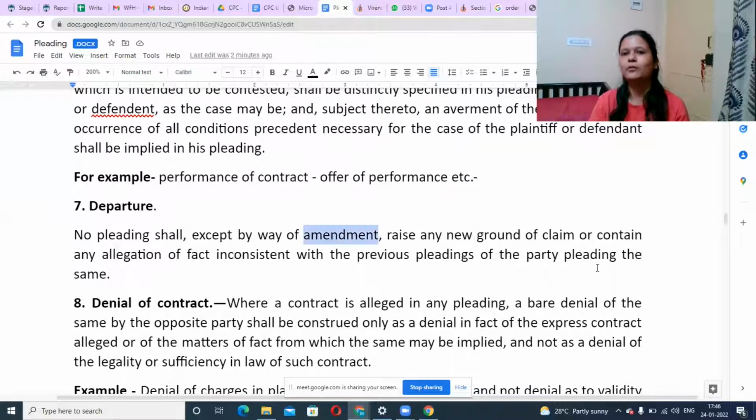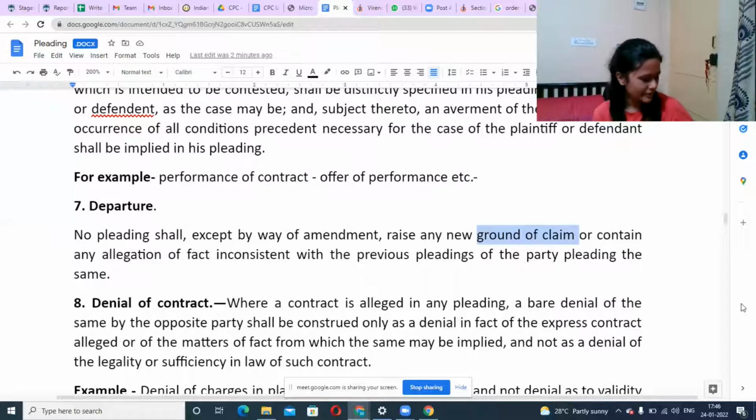Any changes will be possible only by way of amendments. The party cannot just do it in their own interest, whenever they want. They cannot make any changes, whether it is in terms of the allegations or in terms of the ground of claim. What right are they claiming? Because in a civil suit also, we would see there might be multiple rights or multiple remedies available to the party. So which remedy is the party claiming? Which claim is the party asking for? It has to be the same as mentioned in the pleading. It should not be something completely different.